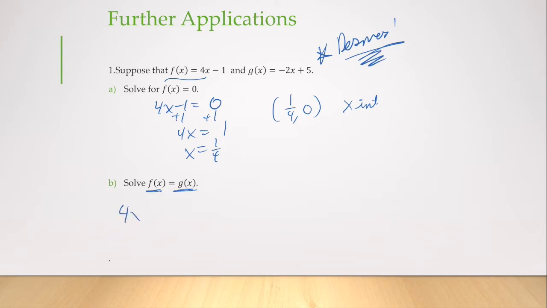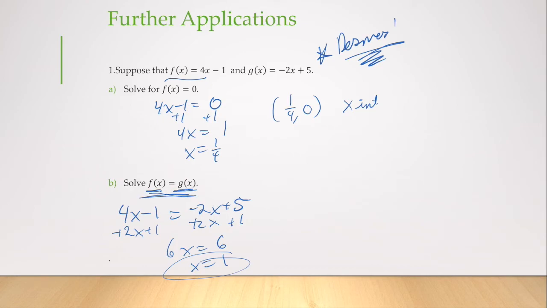So I have 4x minus 1 equals negative 2x plus 5. I'm going to add 2x to both sides. I'm going to add 1 to both sides. So I get 6x equals 6, so x equals 1. Okay, so this is the x value where my y values are equal.